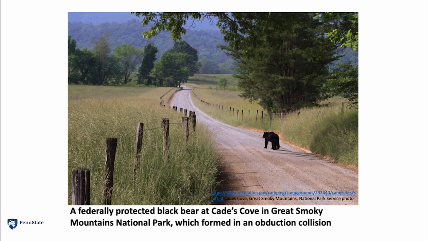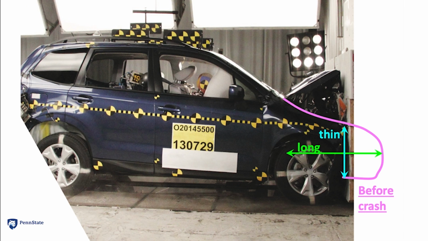So this is a black bear walking down into Cades Cove in the Great Smoky Mountains National Park. The Smokies formed by subduction. They were formed in a great collision. And you know something about collisions.